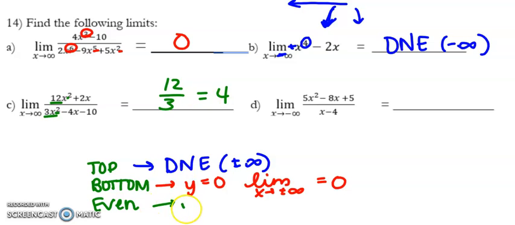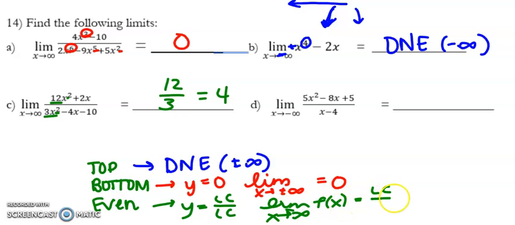So this one is where you approach the horizontal asymptote of leading coefficient over leading coefficient, which means that your limit as x approaches infinity, or negative infinity for that matter, of your function is going to equal that leading coefficient over that leading coefficient.